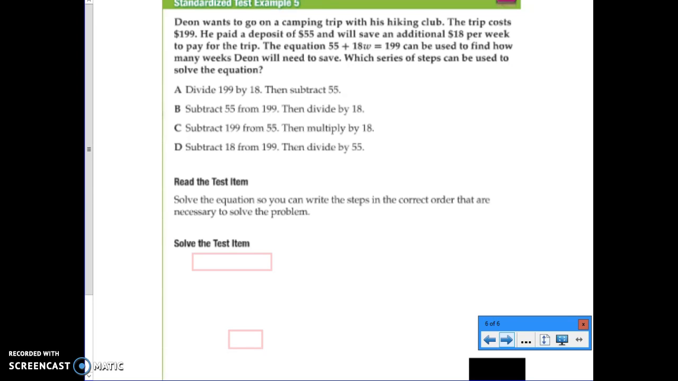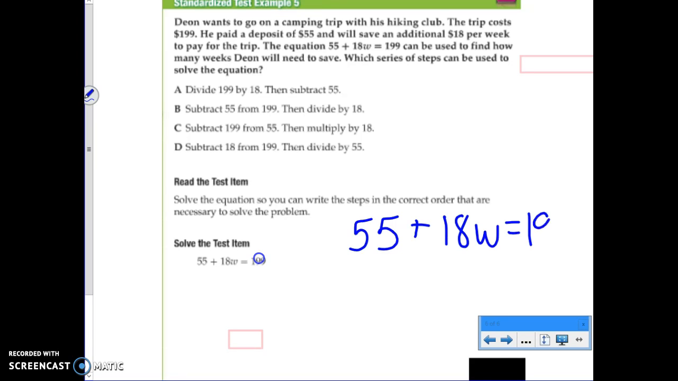All right, so the first thing you need to do is just take and rewrite that equation out, okay? And now our job here is to solve the equation so you can write the steps in the correct order that are necessary to solve. So I know looking at this, and I'm just going to rewrite it just a little bit larger over here, 55 plus 18w equals 199.